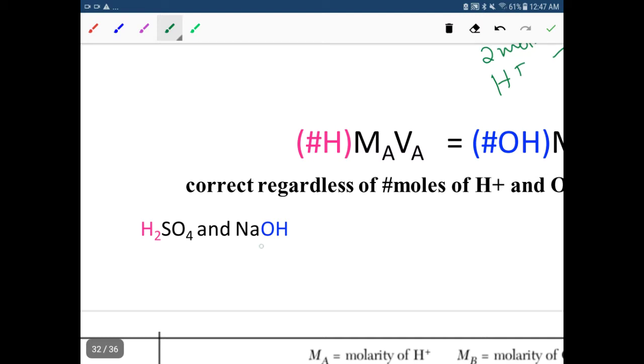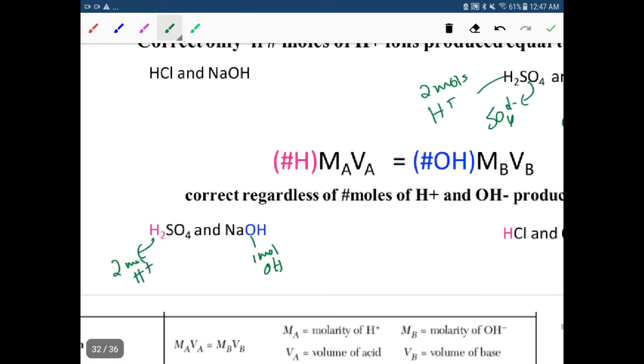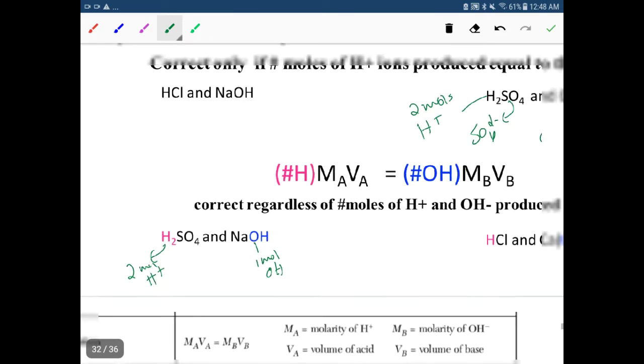So, for example, here you have an H2, two H's per formula. Here you have one OH per chemical formula. So if you dissolve 1 mole of H2SO4, you will produce 2 moles of H+. And if you dissolve 1 mole of NaOH, you'll produce 1 mole of OH-. So MAVA equals MBVB is not going to work out here, because the number of moles of H+ produced is not equal to the number of moles of OH- produced.